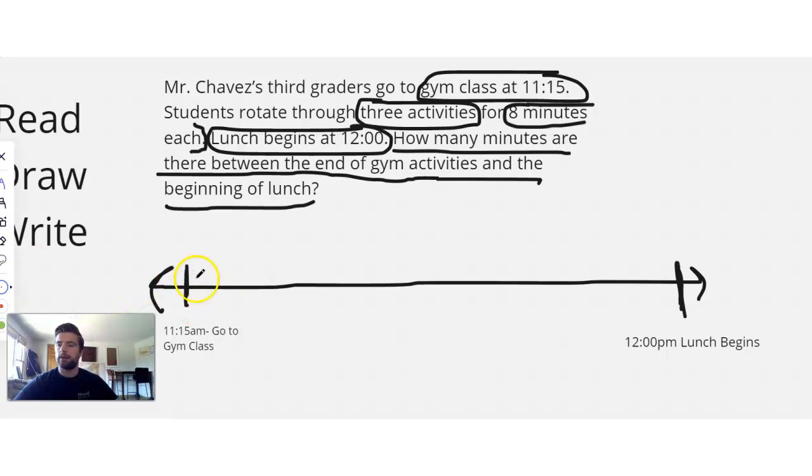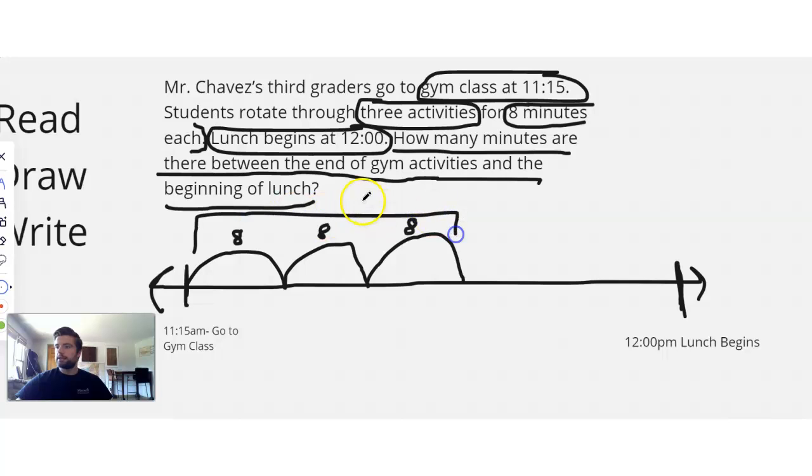Let's make some jumps on our timeline. So we start at 11:15. Then we'll go 8, so 8 minutes, 16, and 24. Okay, so 8 plus 8 plus 8 is really 24 minutes. And we figured that out just by counting by 8s. That's why skip counting is so helpful, guys. It helps us multiply, and it helps us figure out time problems especially.